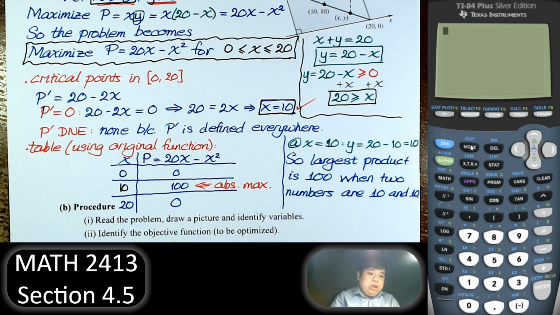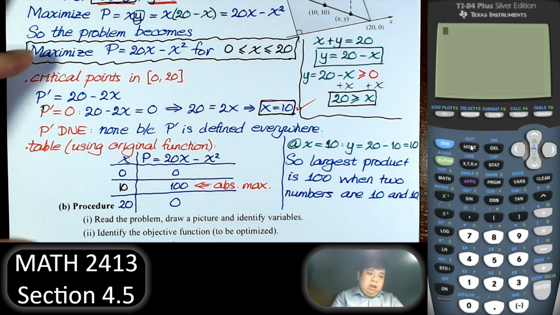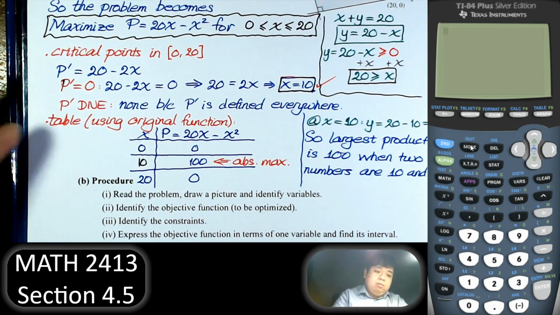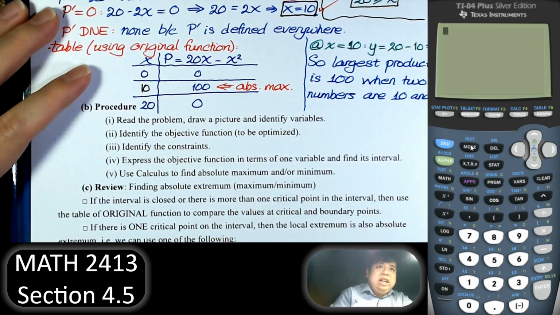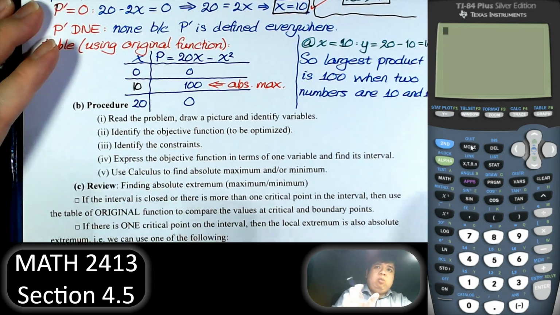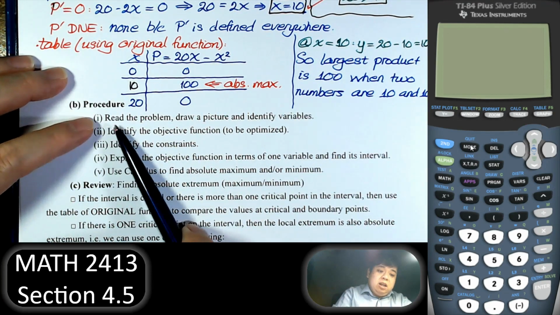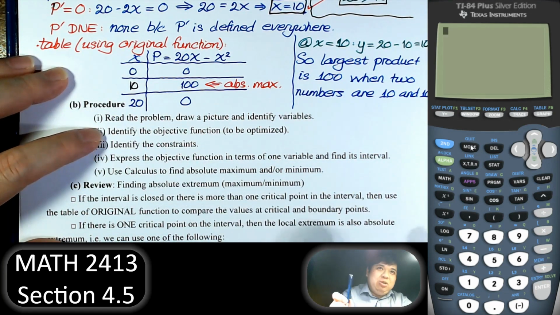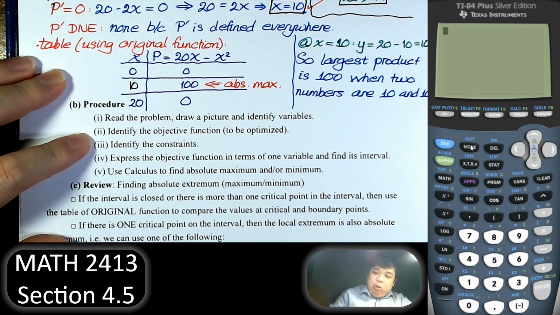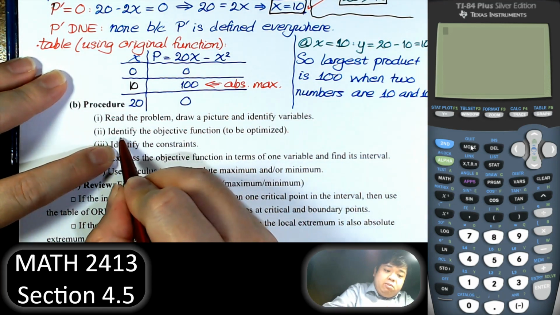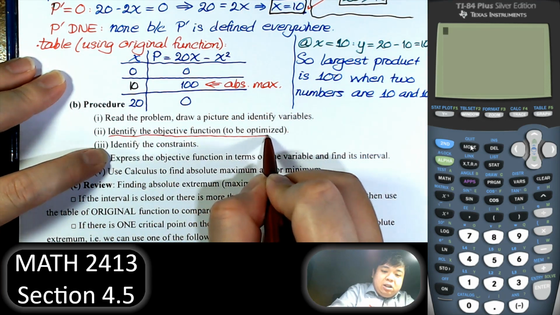Now, how do we actually find the absolute maximum, absolute minimum? Here's some review. But before that, here's just some steps. The word or application problem will be complicated. Sometimes it cannot be just summarized into this. But the idea here, of course, is we try to find a function to be optimized, which could be maximize or minimize.